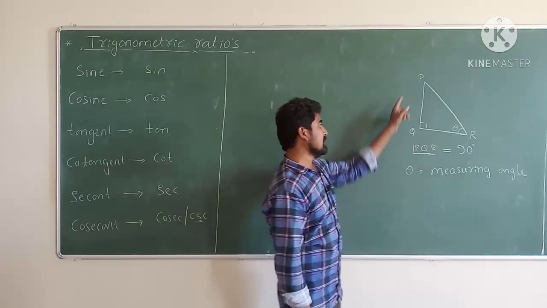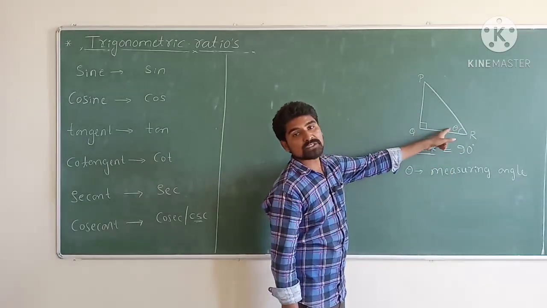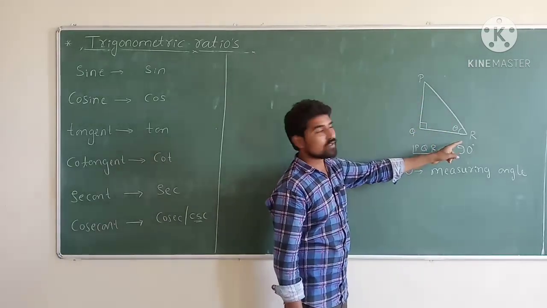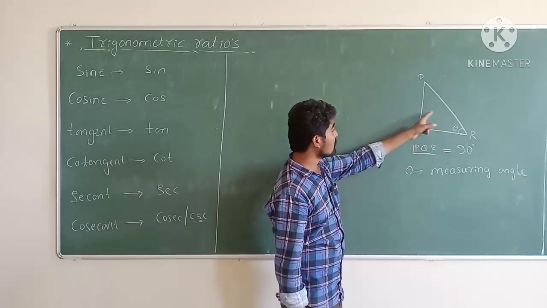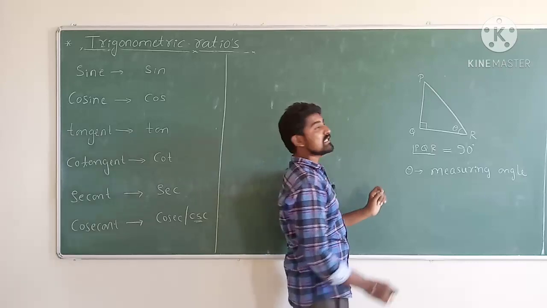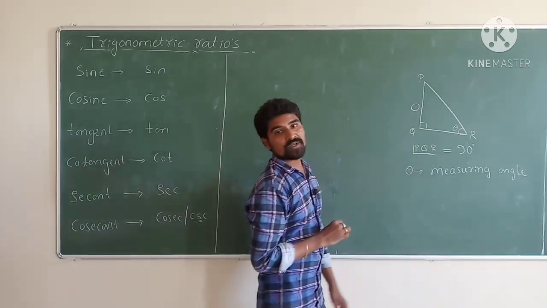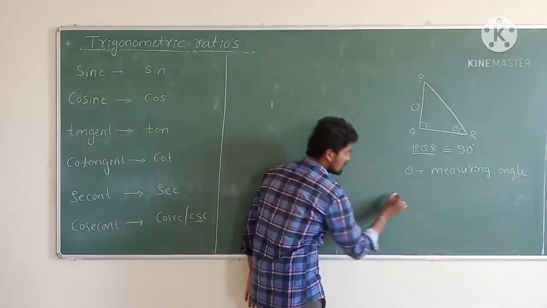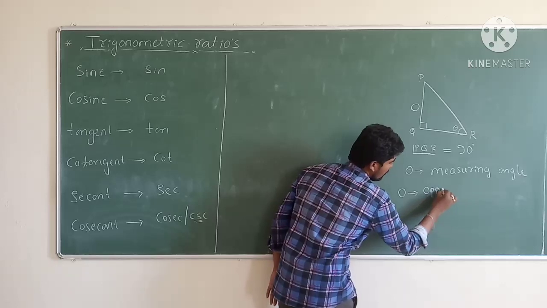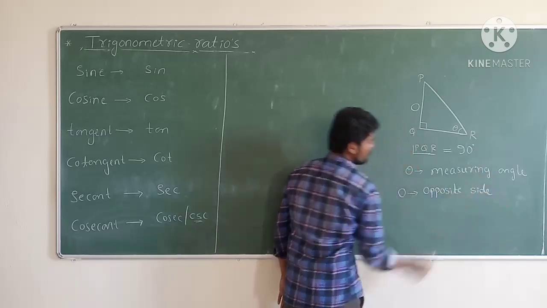And next, in this triangle PQR, the side which is opposite to the measuring angle is called the opposite side of the measuring angle. We represent it by O. O means opposite side of the measuring angle.